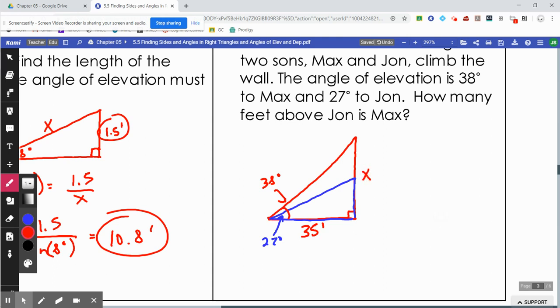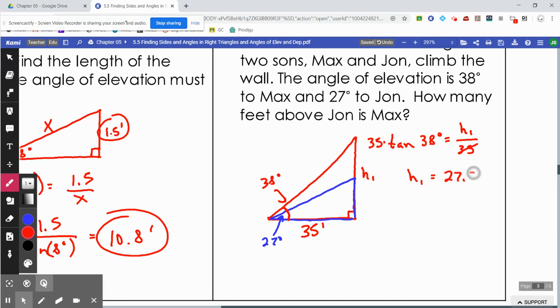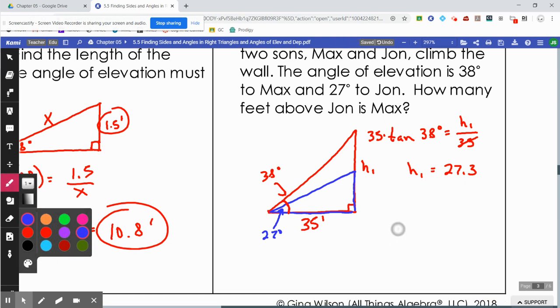Okay, let's find our red height. Let's call it H1, just to get into the habit of using some subscripts here. So to find height 1, here's my angle. This is opposite and adjacent. That'd be a tangent problem. The tangent of 38 is equal to opposite over adjacent, which would be height 1 over 35. Solve that by multiplying by 35, and you get the height 1 is equal to 27.3.